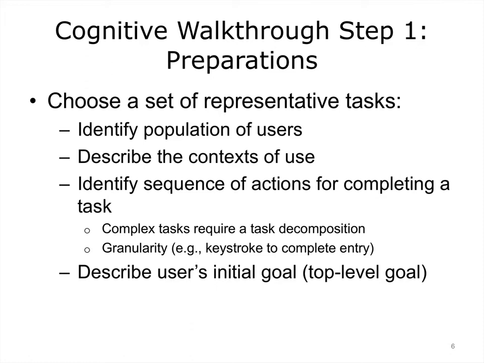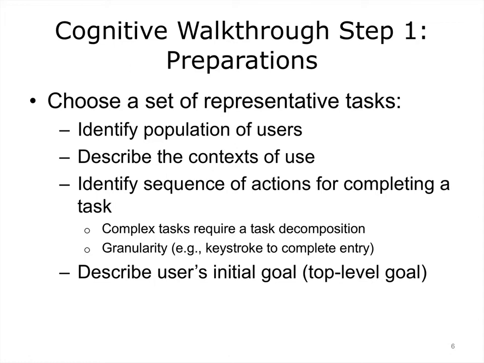There are 3 essential steps to performing a cognitive walkthrough. There are a number of decisions to be made prior to undertaking the analysis. This begins by identifying the inputs to the cognitive walkthrough, beginning with a selection of representative tasks. The cognitive walkthrough is a relatively time-consuming process, and it's important to judiciously select representative tasks of interest.